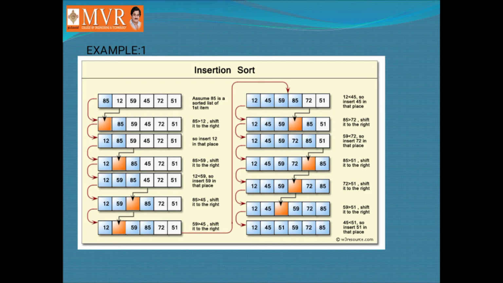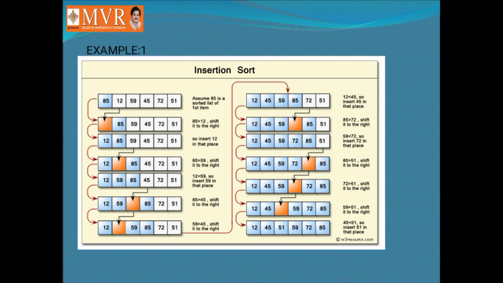After that, 12 is in order. 12 has come into its place. Now compare 85 with the next position element, which is 59. Now comparing 85 with 59, what happens? 59 is smaller than 85, so it should come to the front and 85 should be moved back. That you can see in step 5, that is 12, 59, 85, 45, 72 and 51.